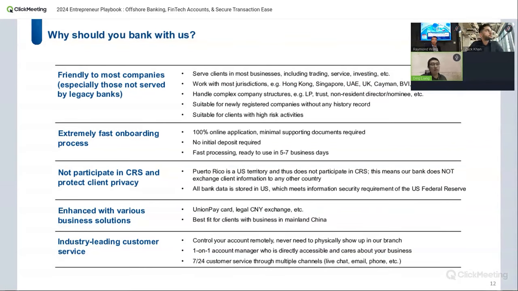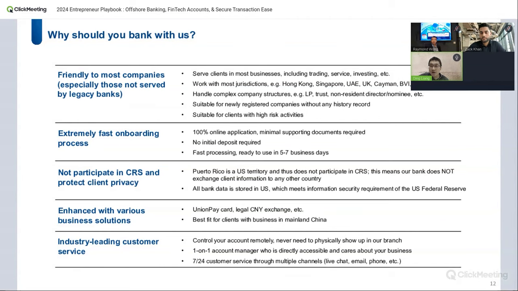The second one is we have an extremely fast onboarding process. As I mentioned, all of our onboarding process is taken care of online. So you can literally be anywhere in the world. You can just do a video interview with our compliance team and then get the account ready to use. The whole process takes only 5 to 7 business days. So if it's urgent to get some money into your account, right, or sign some agreement or contract, you should definitely consider us. We get you back in 5 to 7 business days.